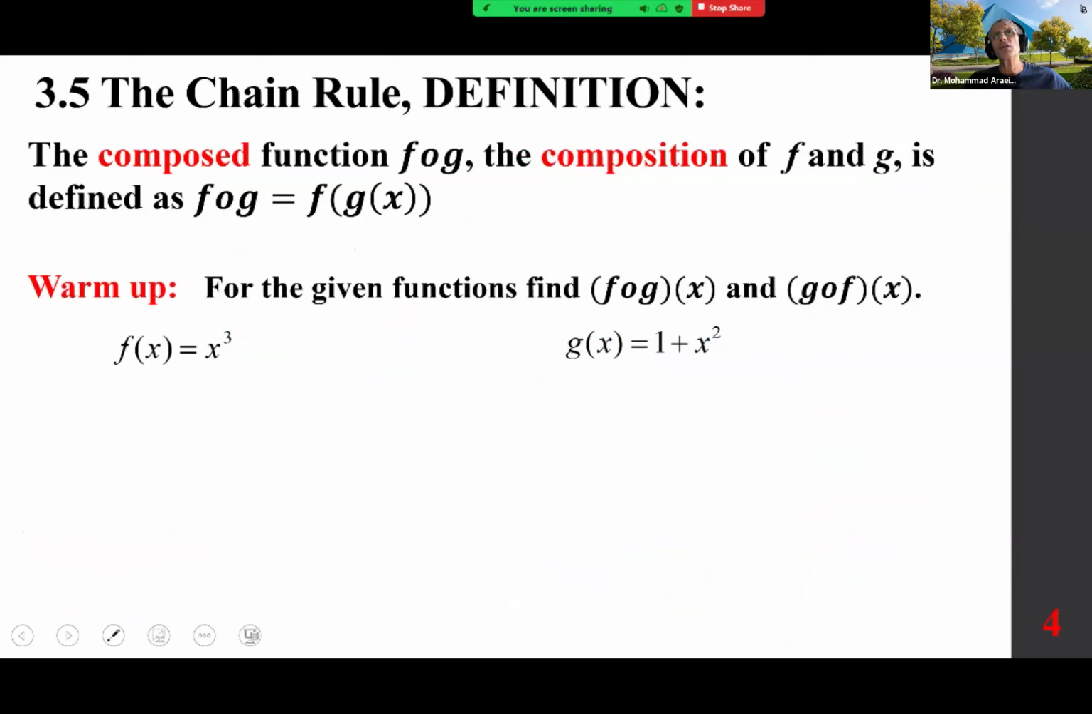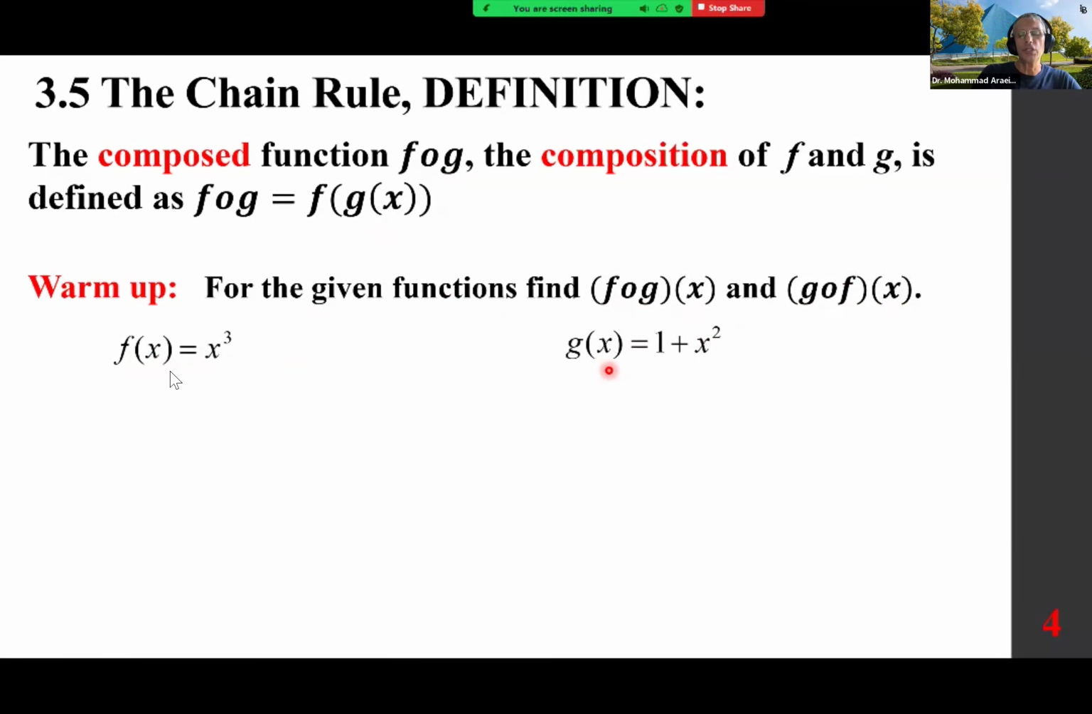First, let's remind you of composite functions. The composed function f of g, the composition of f and g, is defined as f of g of x. For example, as a warm-up, for the given functions, find f of g and g of f. f of x is x cubed, g of x is 1 plus x squared.